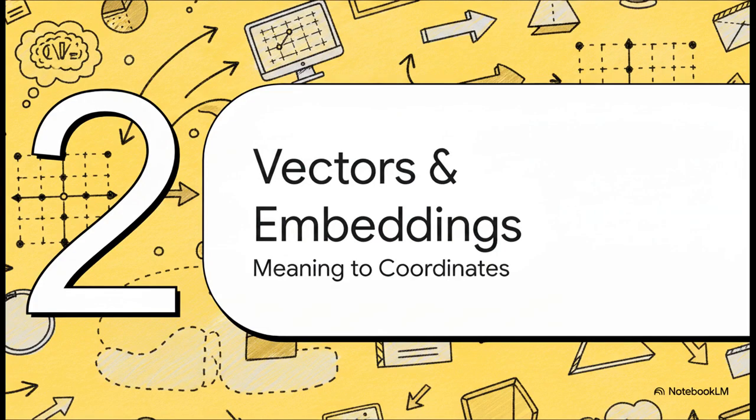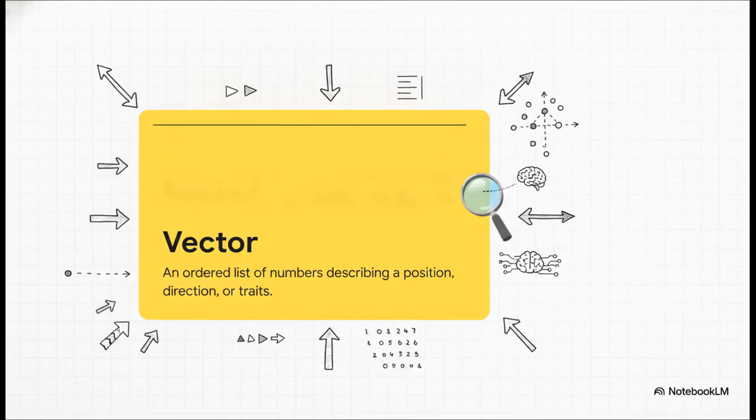Moving right along to section 2, vectors and embeddings, or how we actually turn human meaning into coordinates. Okay, so it all starts with a vector, and a vector is really nothing more than an ordered list of numbers with a specific job. It describes a position, a direction, or a set of characteristics. It's just a remarkably clean way of packing complex information into a simple mathematical list.